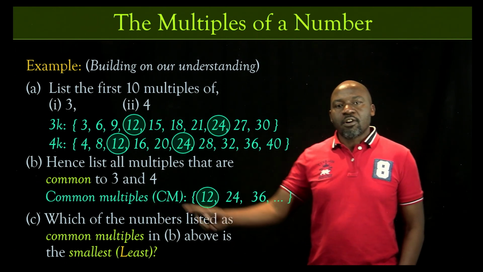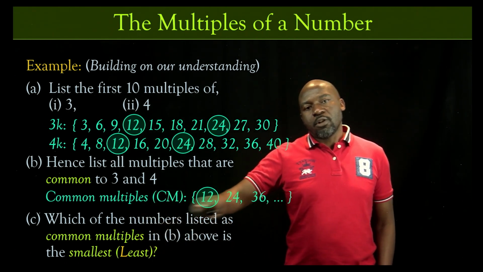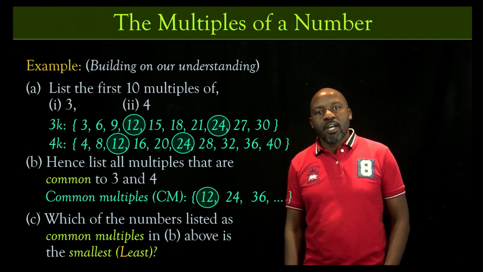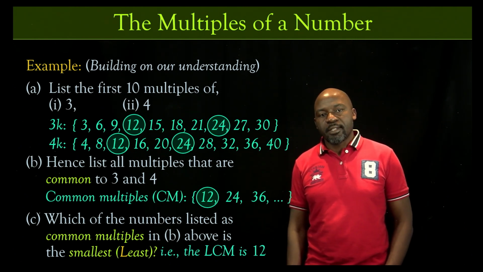The least of the common multiples. So the least, L, of the common multiples, which is LCM, the LCM of 4 and 3 is actually 12. And that would be our conclusion. And that's actually what we mean by LCM.